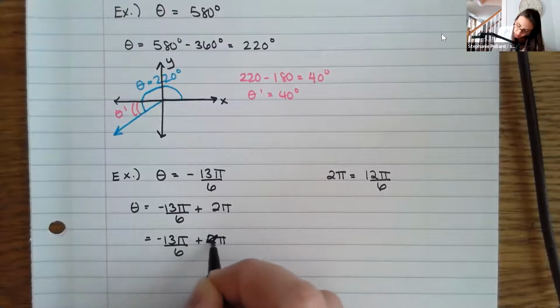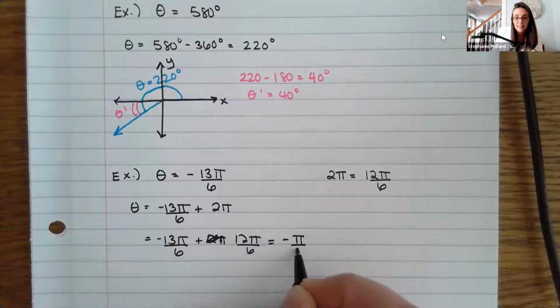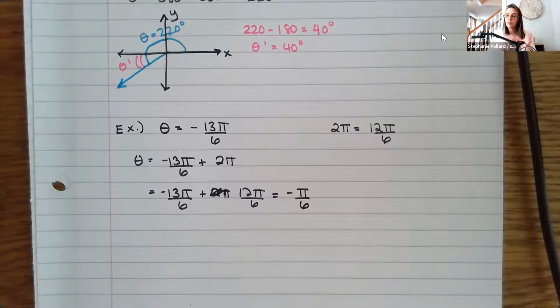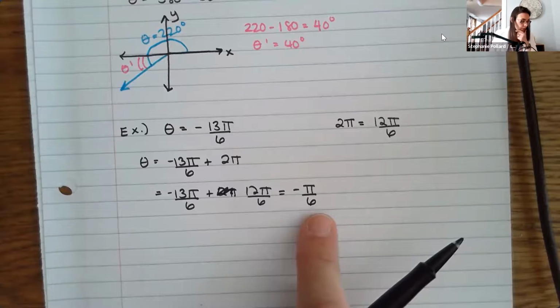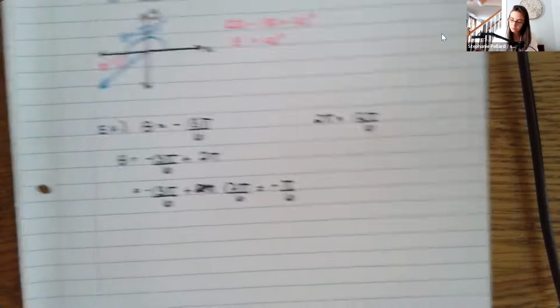Oops, I just wrote that twice. So 12 pi over 6. Then I have negative pi over 6 instead. Now, if you want to, you could actually add another 2 pi if you want to start with a positive angle instead. So remember, with coterminal angles, you can keep adding or subtracting 2 pi or 360 degrees as many times as you need to. So this is not a positive angle yet, right? It's still a negative angle. But that's okay. We can still go ahead and work with that negative angle here and go ahead and draw it.